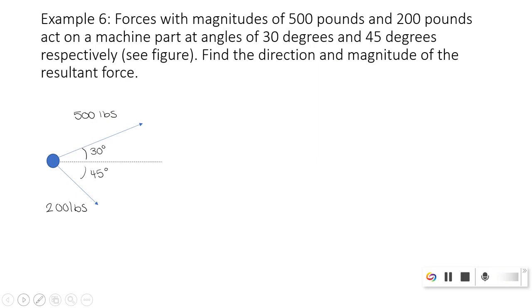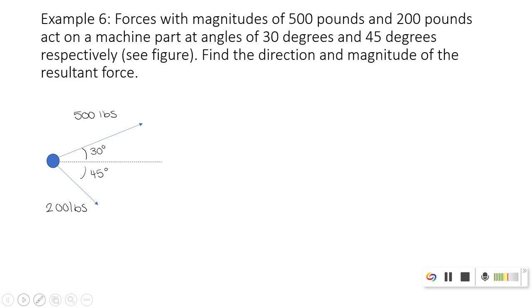It says forces with magnitudes of 500 pounds and 200 pounds act on a machine part at angles of 30 degrees and 45 degrees respectively. See figure. Find the direction and the magnitude of the resultant force. So vectors are used very frequently to represent things like forces or motion, because those are quantities that have magnitudes and directions. And so it allows us to do math when we have something with both of those quantities involved.